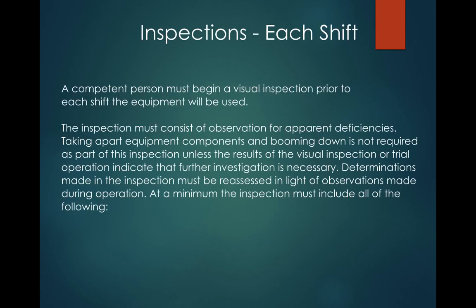Maintenance, inspection and crane certification. A competent person must begin a visual inspection prior to each shift the equipment will be used. The inspection must consist of observation for apparent deficiencies. Taking apart equipment components and booming down is not required as part of this inspection, unless the results of the visual inspection or trial operation indicate that further investigation is necessary. Determinations made in the inspection must be reassessed in light of observations made during the operation, and at a minimum, the inspection must include all of the following.